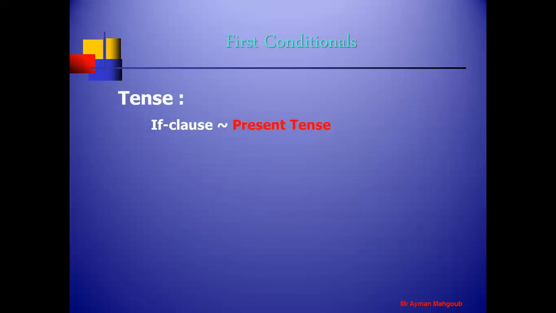الفيرست كونديشنال, the if clause will be present simple. If clause دي السنتنس اللي فيها الكونديشن، السنتنس اللي comes after if أو with if يعني. The main clause اللي هي result will be future tense, will plus infinitive. But we can use, instead of will, may, can, we can also use shall and should and might, okay, and must.